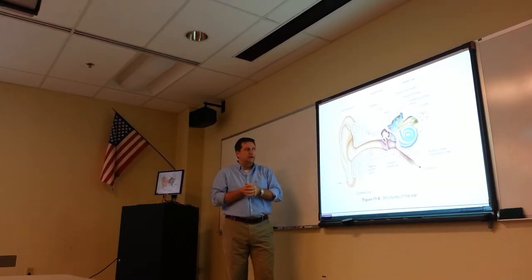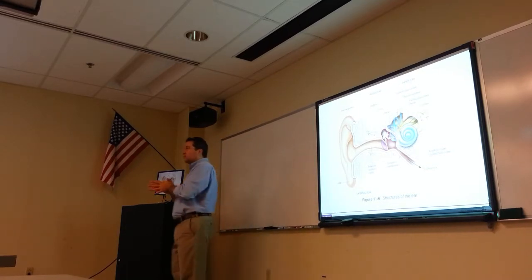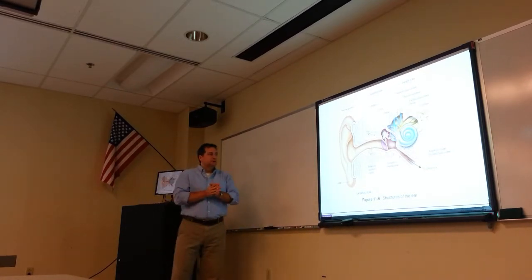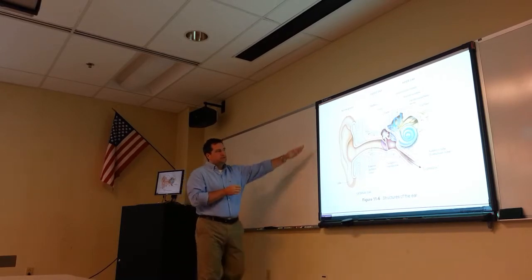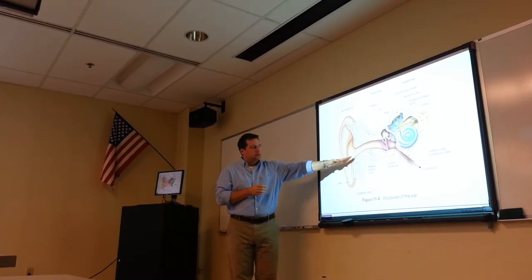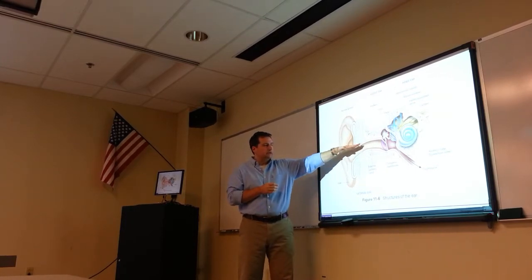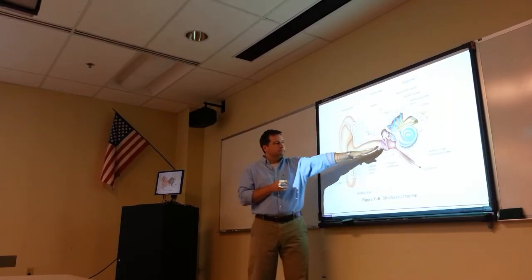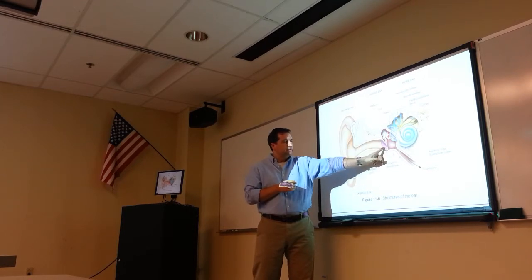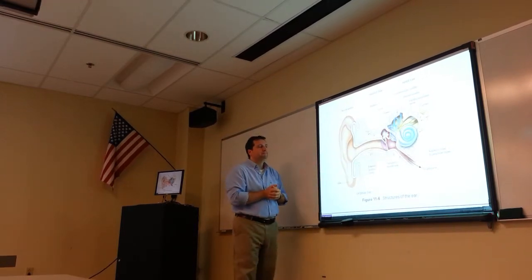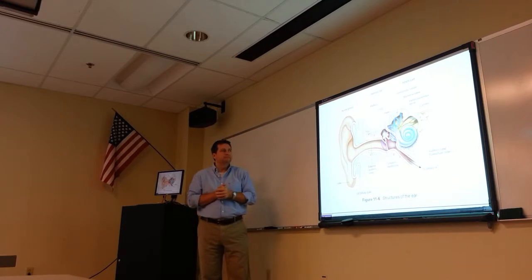So how does hearing happen? Hearing happens because sound waves are directed into our ear. That's what the auricle does. It helps to direct it to the external canal. And they hit this membrane here, the tympanic membrane.